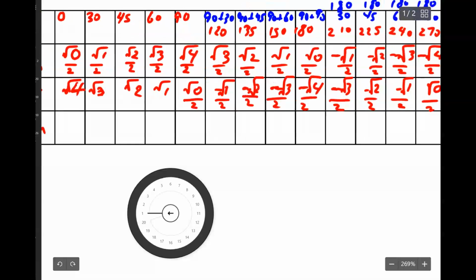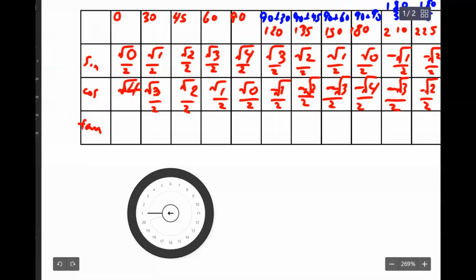And of course, square root of 0 is 0, square root of 1 is 1, and square root of 3 and square root of 2 cannot be simplified. Square root of 4, of course, is 2. 2 divided by 2, of course, is 1. 0 divided by 2, of course, is 0. So you do all those simplifications, right?